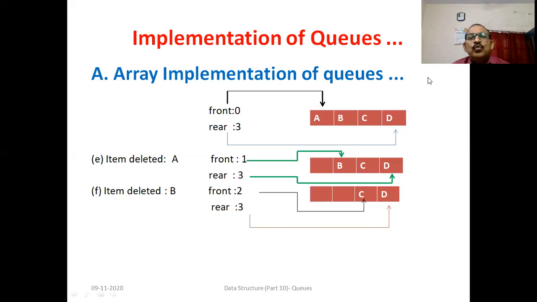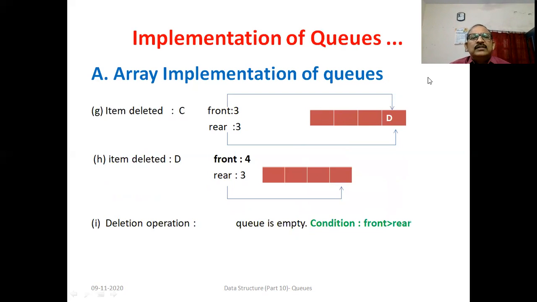Okay. Now again we want to delete an item from the queue. So here you can see the front pointer is pointing to element B. Now B will be deleted and now front is pointing to the element C. Now again, the item deleted is C. Now front is pointing to the element D and rear is pointing to element D.